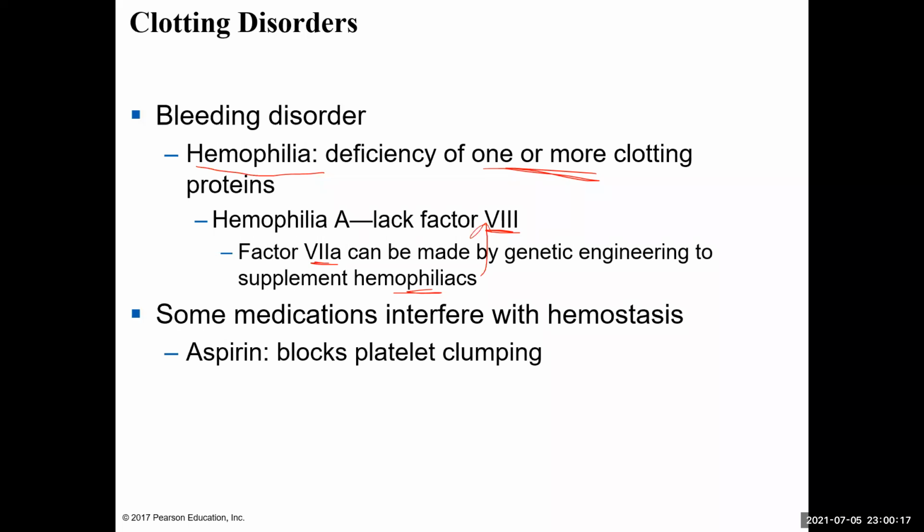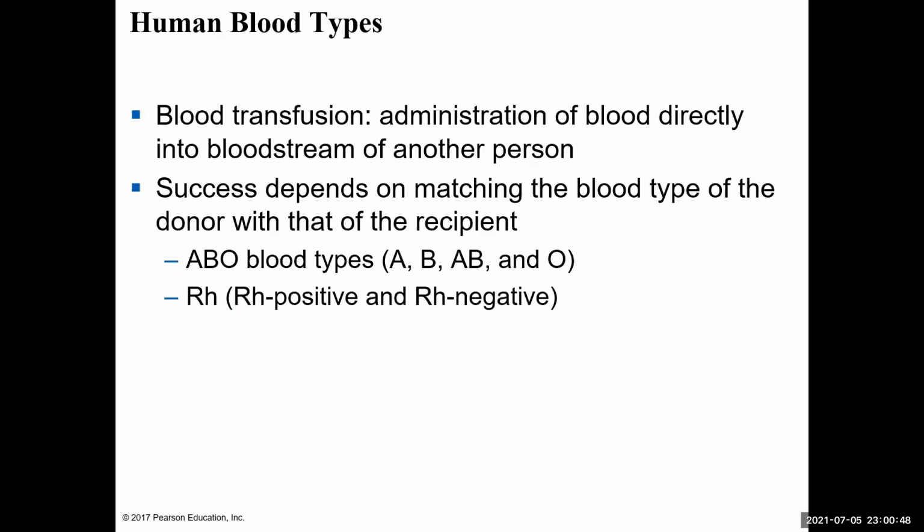And so that can help with the clotting that they're not able to do on a normal basis. There are also some medications that can prevent platelets from clumping and binding together. And medications that do that are things like aspirin, right? So aspirin will, quote unquote, thin your blood and cause you to bleed a little more than you would if you hadn't taken that medication, because it's blocking the platelets from clumping together, basically preventing them from clumping.